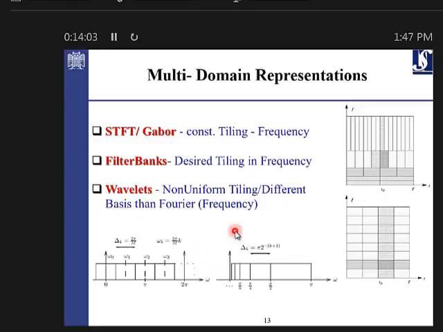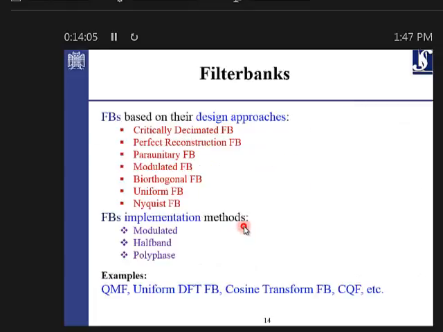Let's go through that. So the second topic was about filter banks. Still we are in time and frequency, but the way we're going about it is a bit different from the joint time frequency methods. Filter banks, so any questions so far? Anything about the joint time frequency, STFT, Gabor? Everything was clear? Okay.